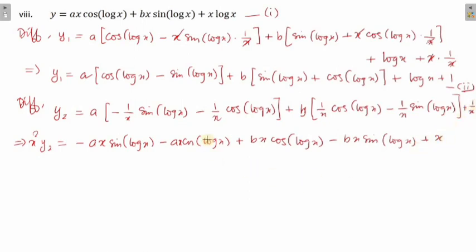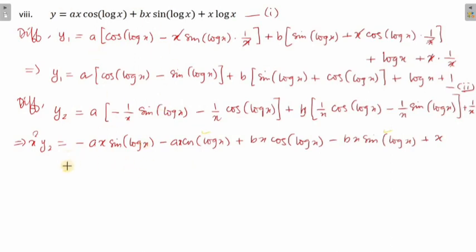Okay, now just look at this very carefully. Now I'm going to use equation number 1. From equation number 1, let's see how much is this: ax cos log x plus bx sine log x. So do we have ax cos log x? Yes, so we have ax cos log x out here. And similarly we have bx sine log x. So just look at these two. There is minus common, isn't it? So if you take minus common, let's see how much we get. Others we will keep in one place.